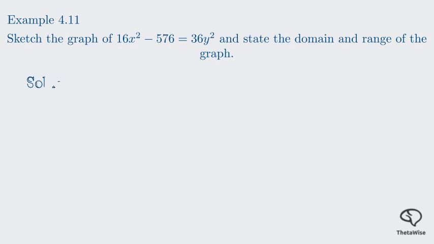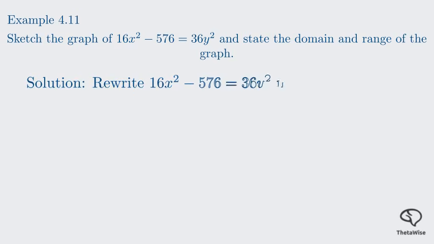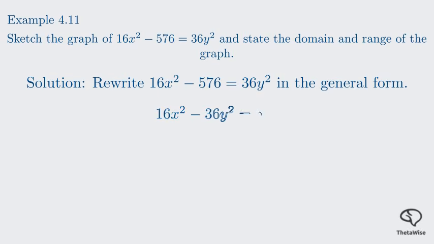Our first step is to rewrite the given equation, 16x squared minus 576 equals 36y squared, into the standard form. This involves rearranging the terms so that the x term and y term are on one side and the constant is on the other. Let's start by adding 576 to both sides, which gives us 16x squared equals 36y squared plus 576. Then, to get the y term on the same side as the x term, we'll subtract 36y squared from both sides. This gives us 16x squared minus 36y squared equals 576.